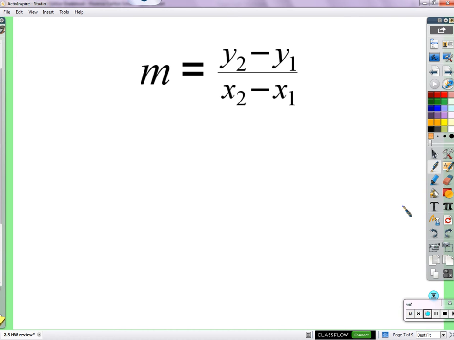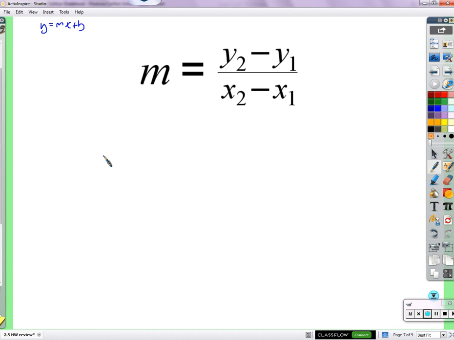Slope. Called the slope formula, sure. Okay, I'm going to take this slope formula and I'm going to create a different form of a linear equation. To give you an idea of what I'm talking about, one form that we've been using so far is this form. Remember what we call this one?